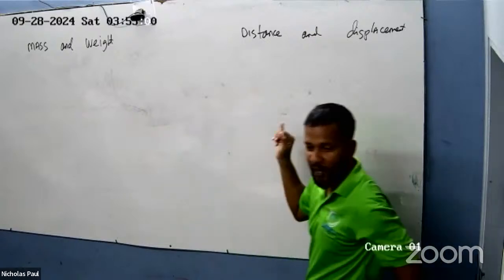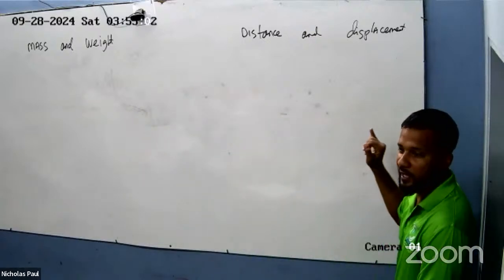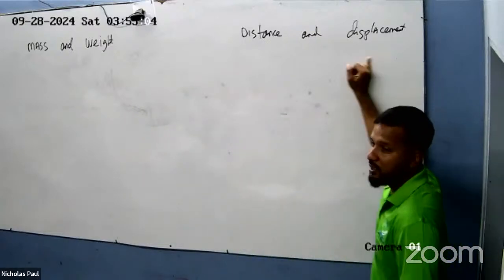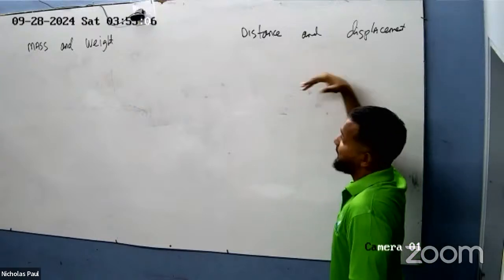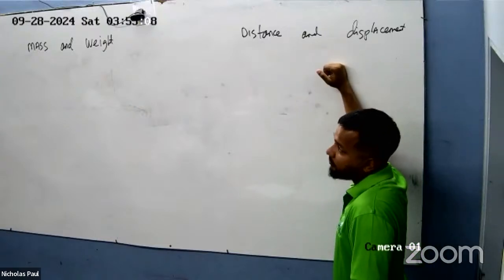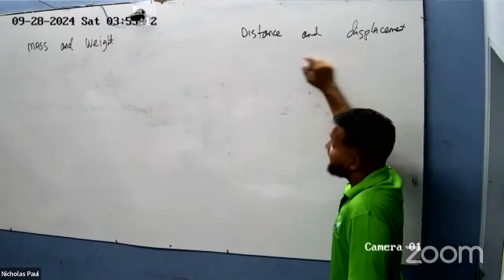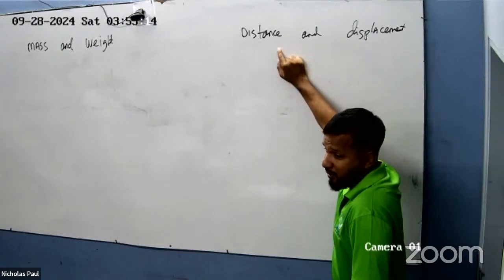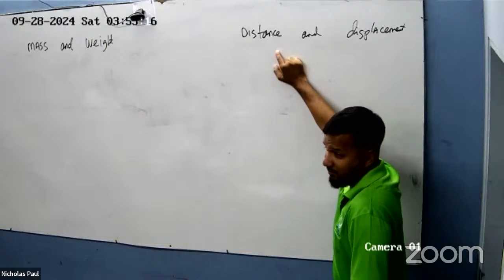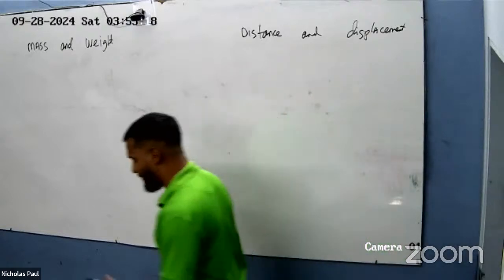What about here? Which do you think is a scalar, and which is a vector? You've got to guess. Scalar. Vector. All right. So let's see who is right.